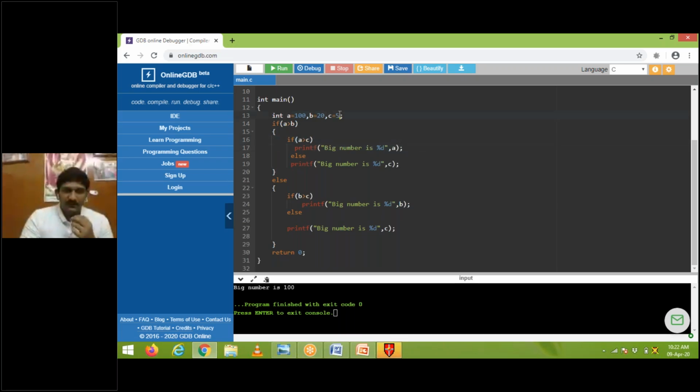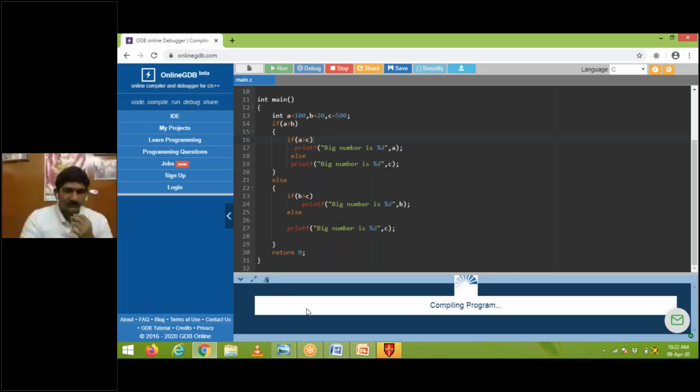Now I am giving the value 500. Now in this case C value is big. So 100 is greater than 20. Yes, condition is true now. Again it will go to this condition part. 100 is greater than 500. This condition is false because 100 is not at all greater than 500. Then it goes to the else part. Biggest number is 500 will be printed, and now again we'll run the program and the output will be displayed. Big number is 100, 500.